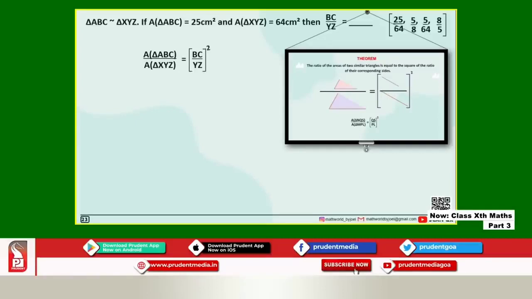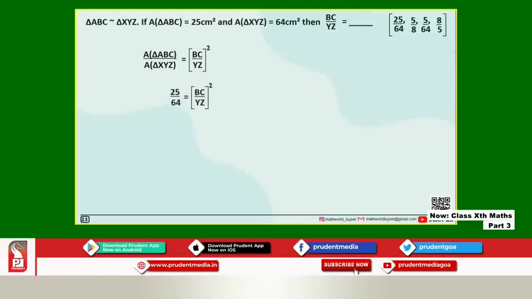So let us substitute the values now. The area of ABC is 25, and the area of XYZ is 64, correct? So that is equal to BC upon YZ the whole square. But are we asked BC upon YZ the whole square? No, we just asked BC upon YZ, right? So what we are going to do is take the root on both sides. If I do that, the square root of 25 will become 5, the square root of 64 will become 8, and the square root and the square will get cancelled, and what I will be left with is BC upon YZ, which is 5 upon 8.